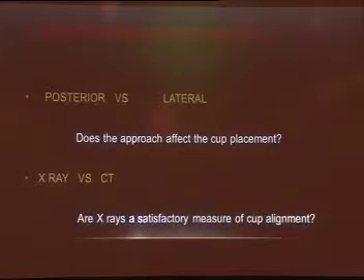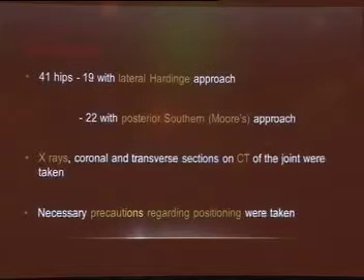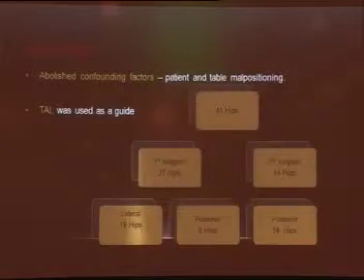Our study is a comparative retrospective study between posterior and lateral approaches, and whether X-ray and CT are a satisfactory measure of the cup alignment. At our hospital, we operated on 41 hips, 19 with lateral approach and 22 with posterior Southern approach. Postoperatively, X-ray and CT were taken and necessary precautions regarding positioning were taken. We abolished the confounding factors like patient and table malpositioning, like pelvic sagging and table tilt, and the transverse acetabular ligament was used as a guide.